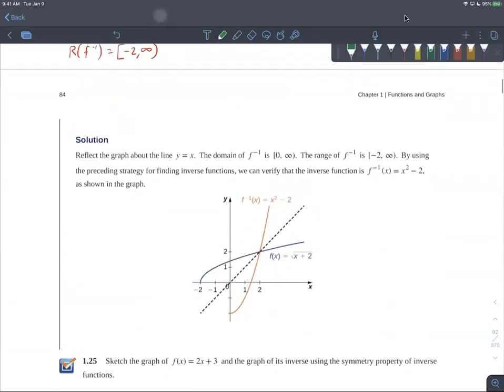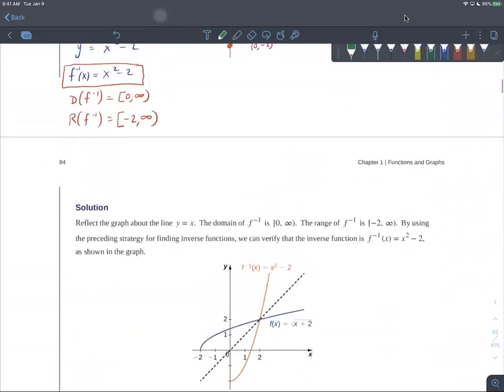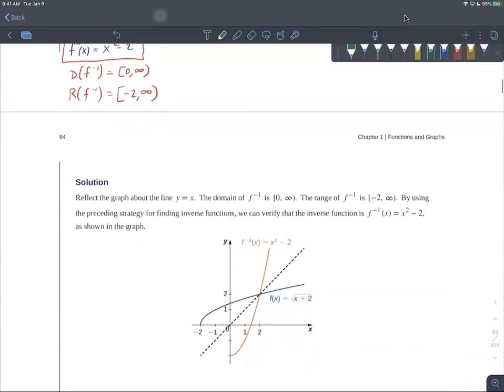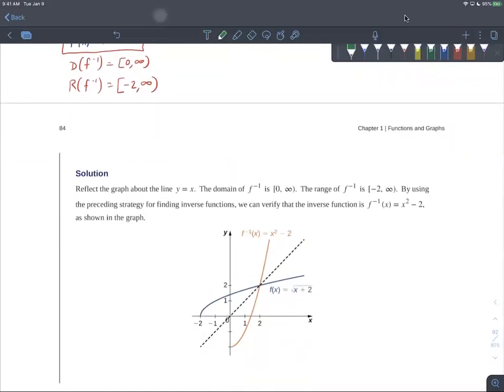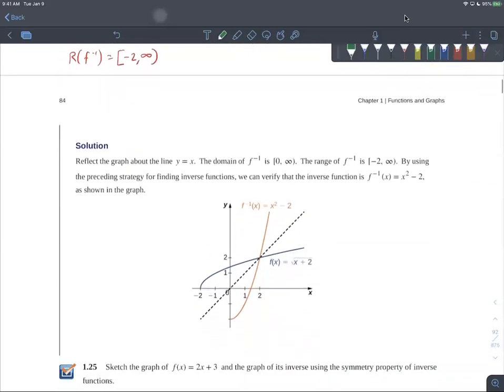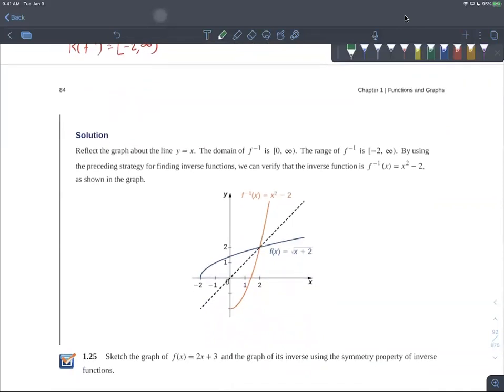Okay, so let's just read it quickly here. Reflect the graph about the line y equals x. The domain of f inverse is 0 to infinity. That's what we said. The range is -2 to infinity. By using the preceding strategy for finding inverse functions, we can verify that the inverse function of f is f inverse, which is x squared minus 2, as shown in the graph. There we go. Yep. All right, very good.